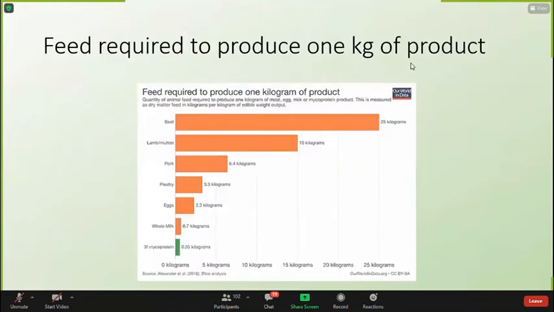So if you look at the feed required to produce 1 kg of product, for example, beef requires 25 kg, which is considered a lot. Lamb and mutton, for example, 15 kg. Poultry, 30.3 kg to produce a kg of meat. Egg, of course, much cheaper, 2.3 kg. But if you look at mycoprotein, for example, such as mushroom, it requires only 0.55 kilogram to produce a kilo of mycoprotein.